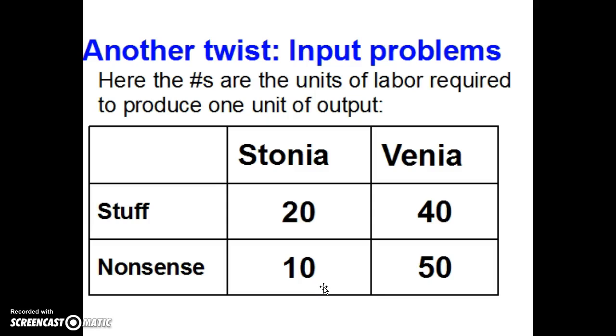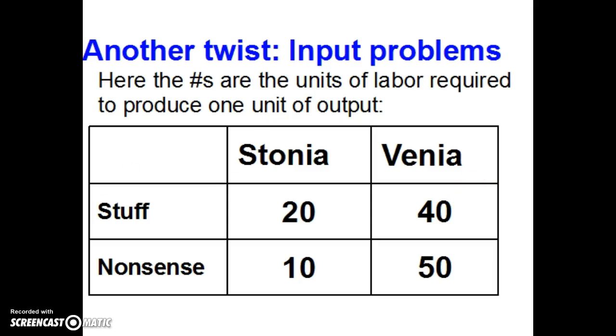But to make sense of why we do that, I want you to think about, if Estonia produces stuff, it takes them 20 workers. How many units of nonsense are they giving up? And the answer is they're giving up 2, because those 20 workers could have produced 2 units of nonsense. In Venia, if they produce stuff, it takes them 40 workers, and it would have taken them 50 to produce a unit of nonsense, so they won't even give up an entire unit of nonsense. They just give up 40 over 50, or 4/5 of a unit of nonsense.